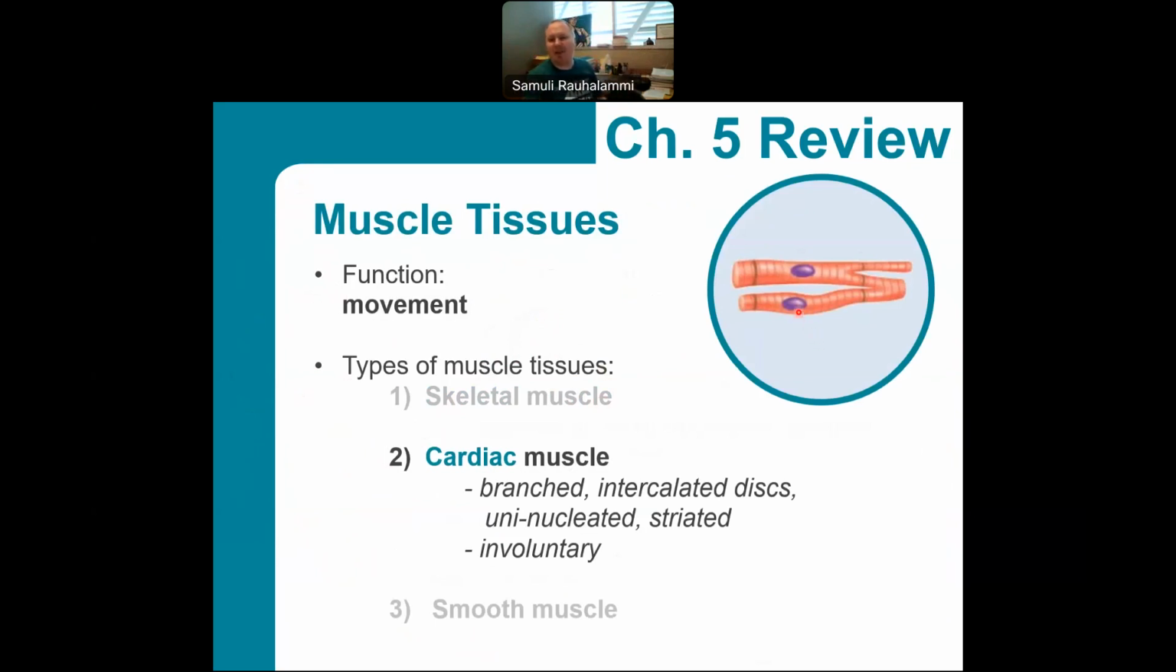In addition, we see that cardiac muscle cells are described as being uninucleated, so one nucleus, usually fairly central, and we'll see striations in those as well. The thing to notice about cardiac muscle cells is that they are involuntary. You do not really have control over your heart rate or heartbeats. That happens automatically. So that's our cardiac muscle cells.